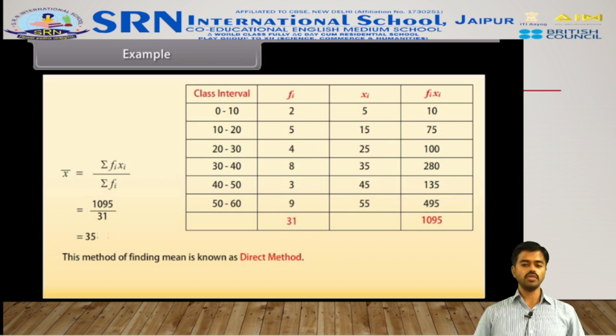So we will put the value 1095 upon 31. So after solution we will get x bar is equal to 35. So this is the one method which is known as the direct method to calculate the mean.